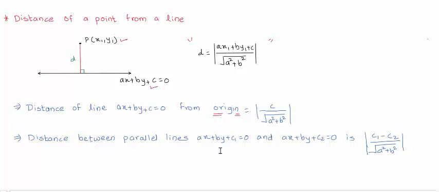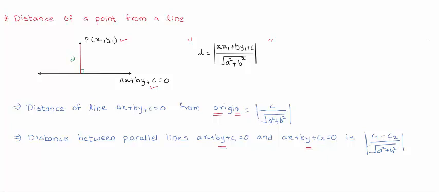Distance between parallel lines ax plus by plus c1 equals 0 and ax plus by plus c2 equals 0 is... Now students, are these lines really parallel? Look at the slope, it is minus a by b. Look at the slope, again minus a by b. So the lines are parallel. So the distance between them is mod of c1 minus c2 divided by root of a square plus b square.